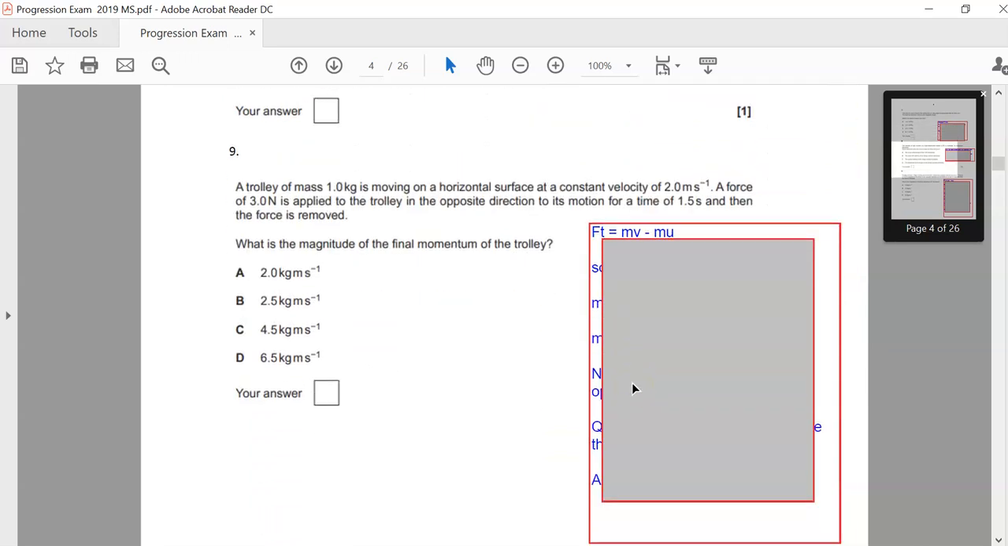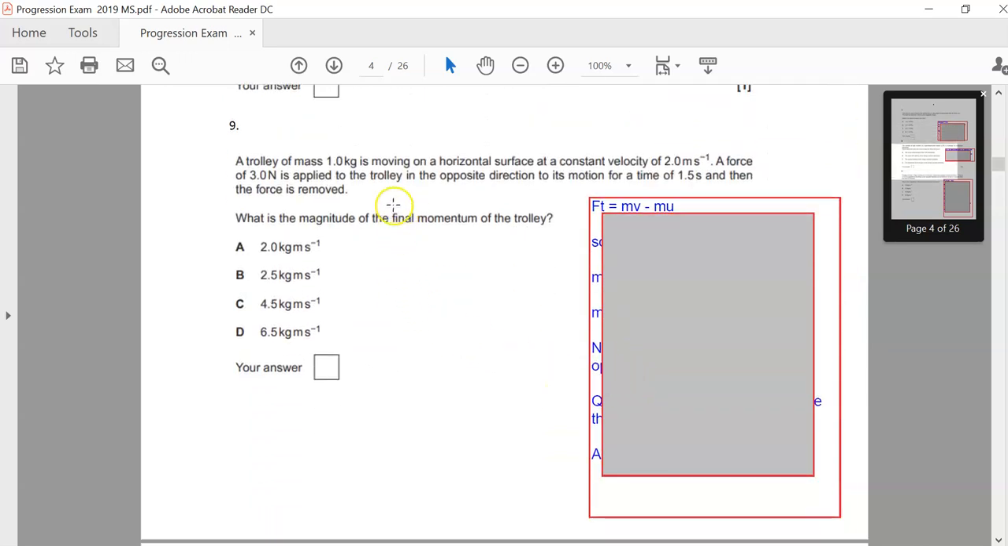Number 9, we've got a trolley moving in one direction and a force is applied in the opposite direction. So it's going to decelerate and then that force is removed. What is the magnitude of the final momentum? So this time we can use our equation impulse, Ft equals mv minus mu. That's the change in momentum.